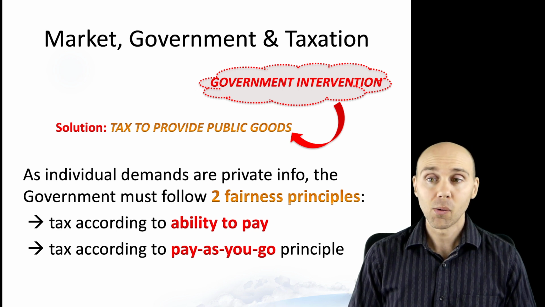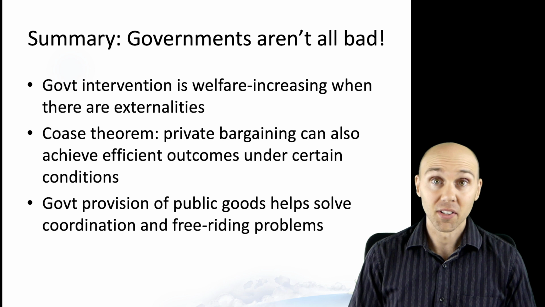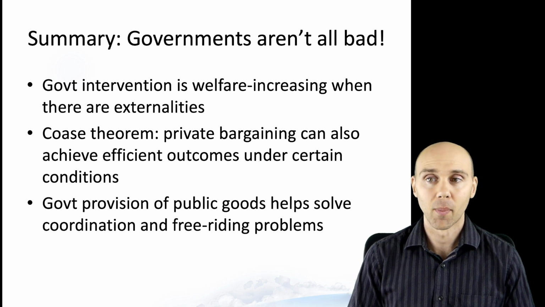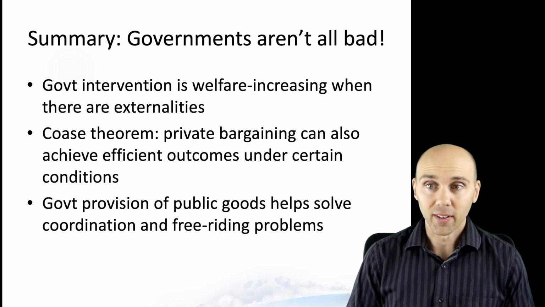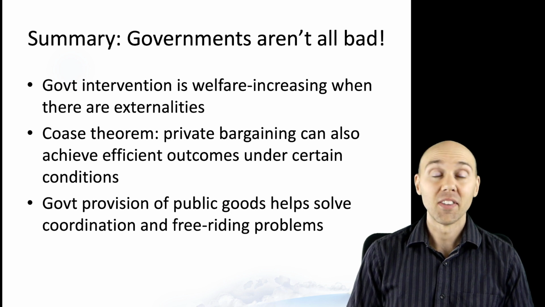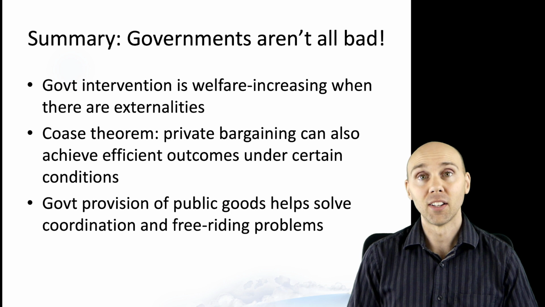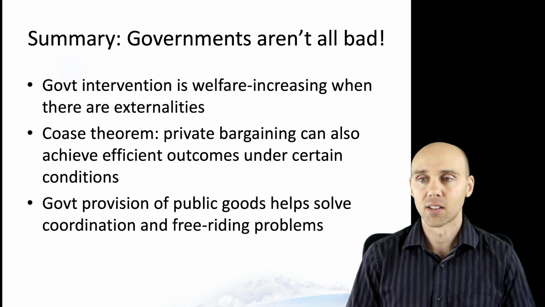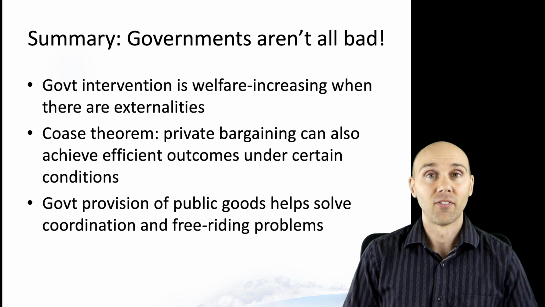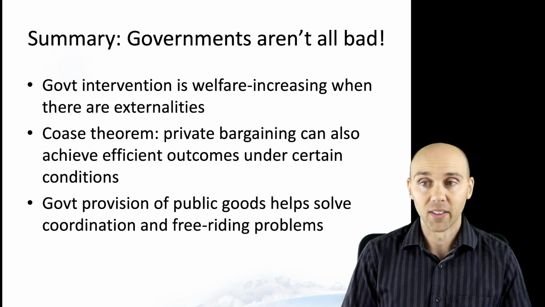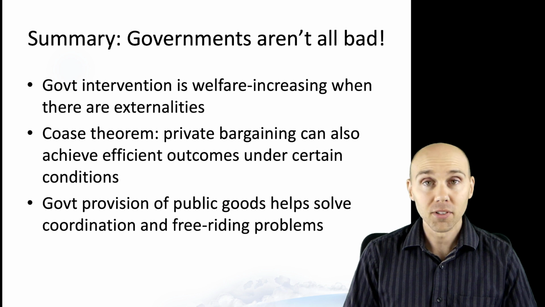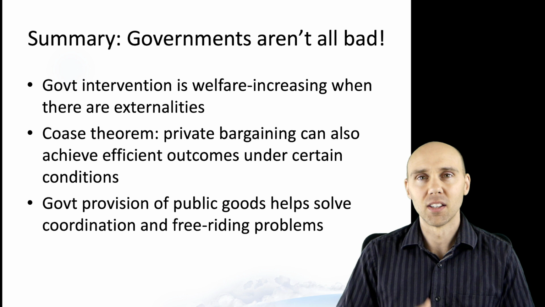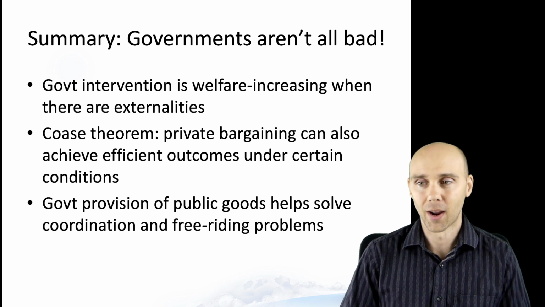So what have we looked at today? Well, we've looked at a couple of violations again of perfect competition and situations where government intervention makes sense. It's often welfare increasing when there are externalities, and this explains a lot of the government interventions, taxes or subsidies in various markets in our society. The Coase Theorem is a very important theorem theoretically that says that private bargaining can also solve the problem of these externalities, but there are very strict conditions and they're often not suitable in practice.